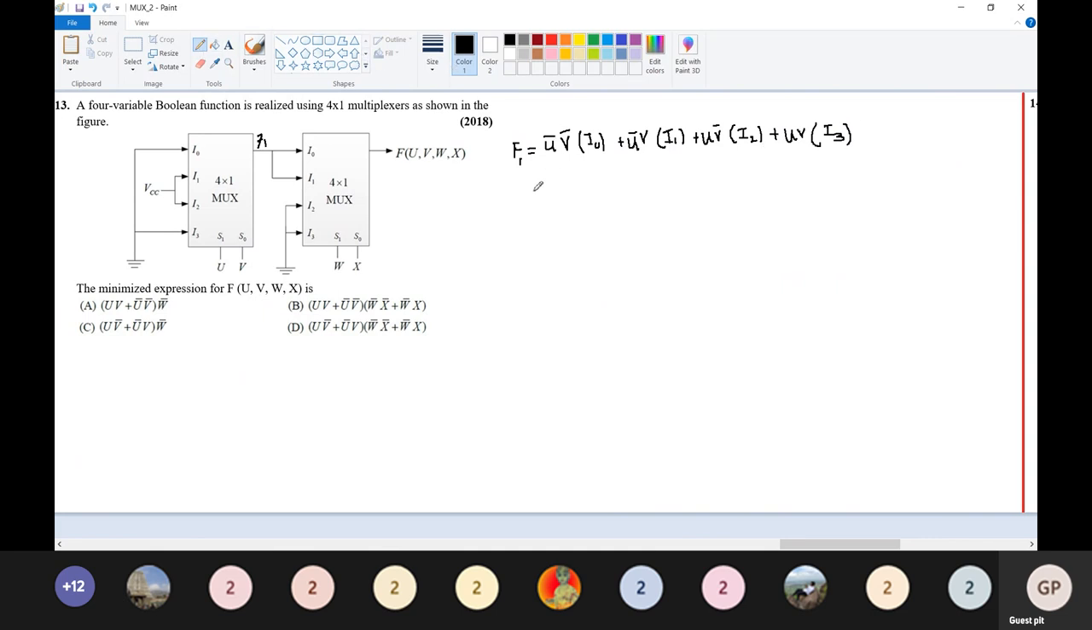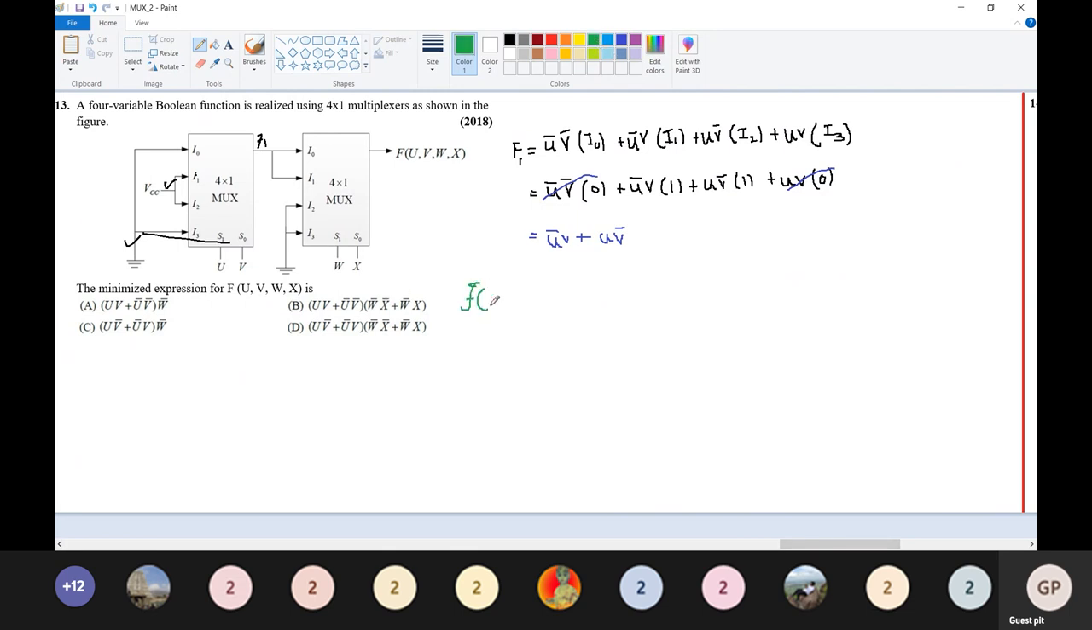Now we write the corresponding input values. U dash V dash into, what is the I naught value here? I naught value here is 0. Plus U dash V into I1, the value here is 1. Plus U V dash into I2, the value here is also 1. Plus U V into I3, the value here is 0. So what happens? The 0 terms become 0, which leaves the expression as U dash V plus U V dash. Now we'll go to the second multiplexer.